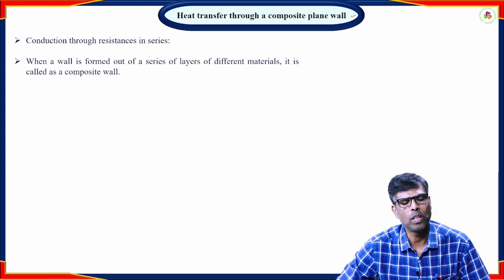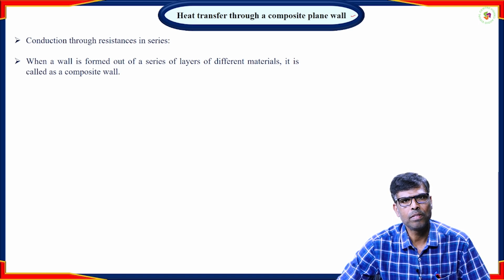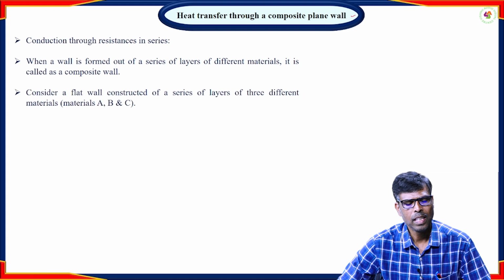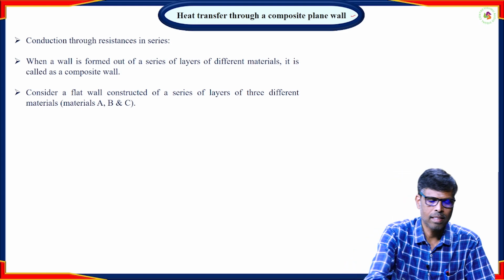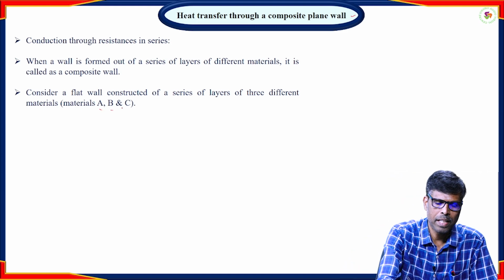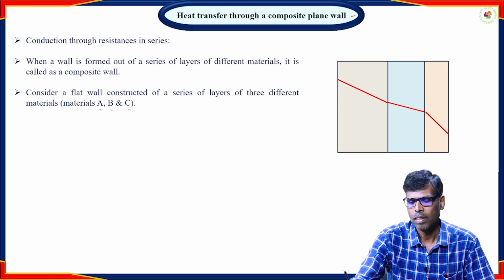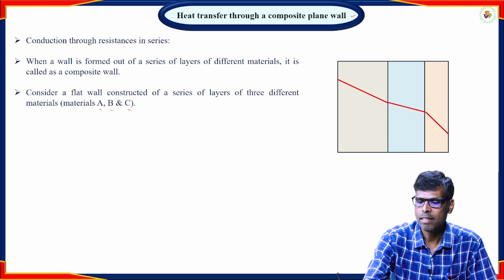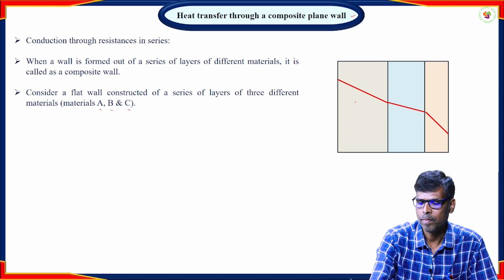What is a composite wall? If a wall is formed from a series of layers with different materials, then it is called a composite wall. Here we are taking a flat wall constructed of a series of layers with different materials, materials A, B and C.